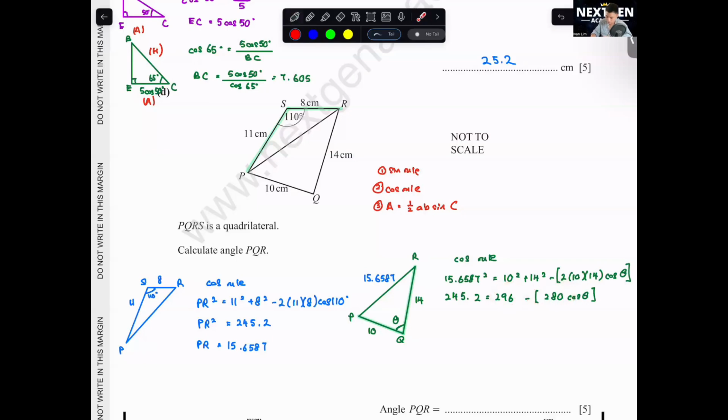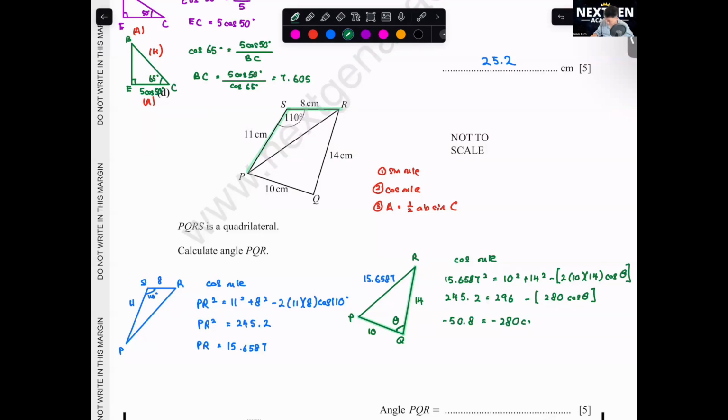The reason being, you cannot take this 296 minus 280. The moment you do this step, you'll get it wrong already. So you need to bring the 296 to the left-hand side first. So 245.2 minus 296 is minus 50.8, which is equal to negative 280 cos theta. It'll be minus 50.8 over minus 280. You go and shift cos of 50.8 divided by 280. Your final answer, you will get 79.5 degrees.